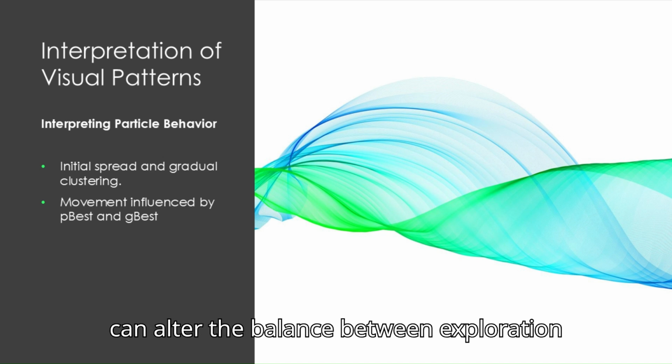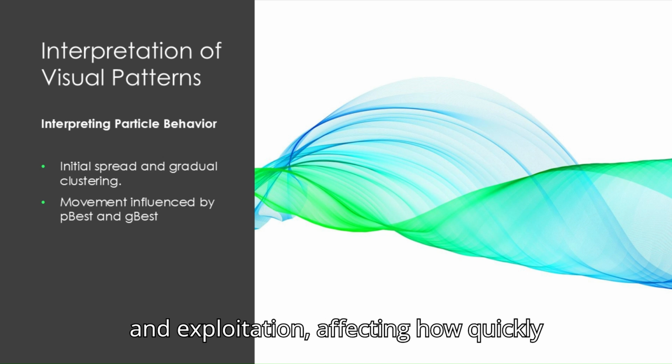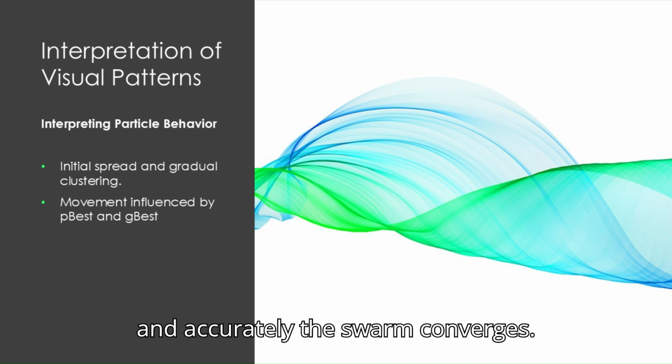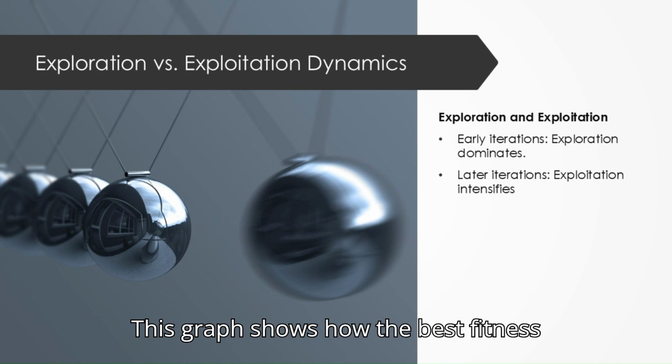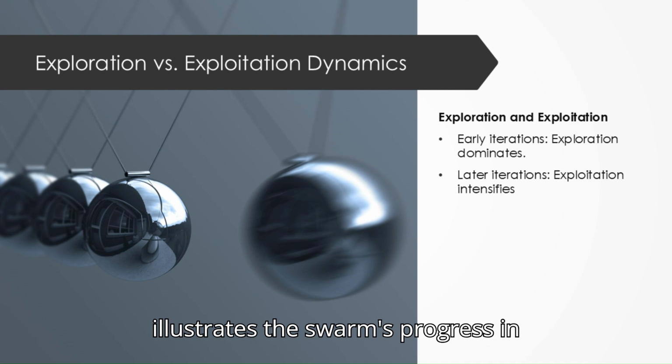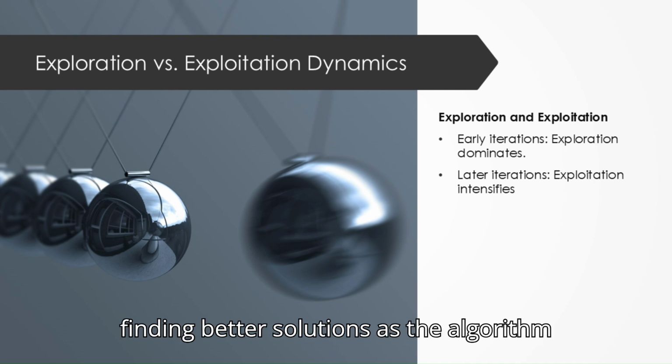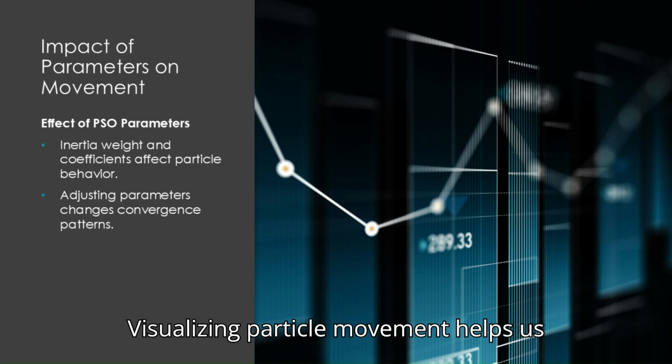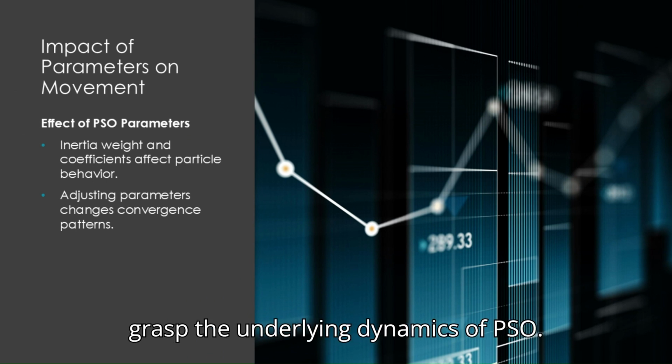Adjusting these parameters can alter the balance between exploration and exploitation, affecting how quickly and accurately the swarm converges. This graph shows how the best fitness value improves over iterations. It illustrates the swarm's progress in finding better solutions as the algorithm runs. Visualizing particle movement helps us grasp the underlying dynamics of PSO.